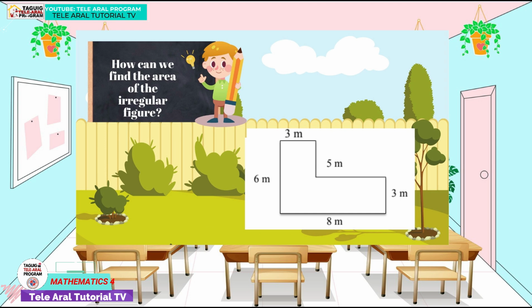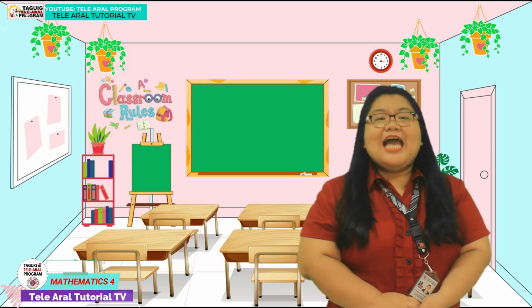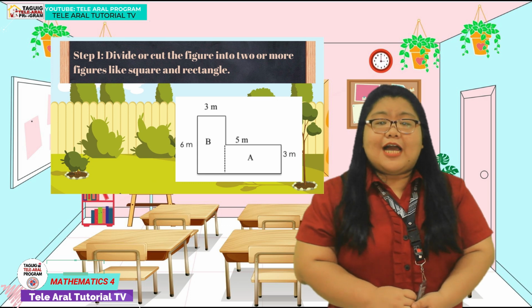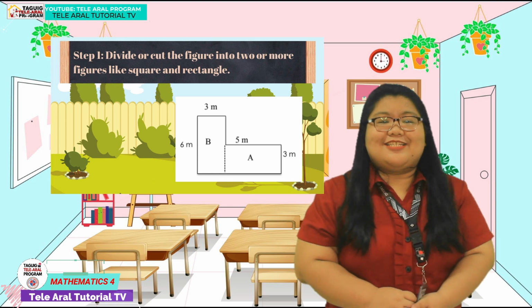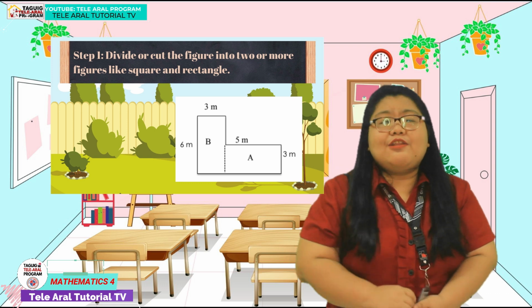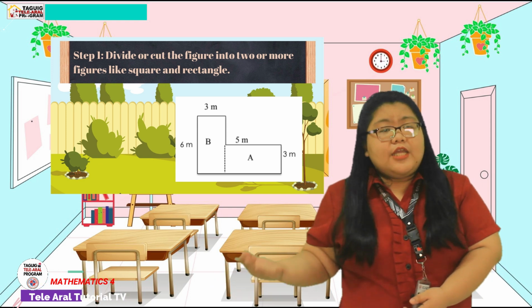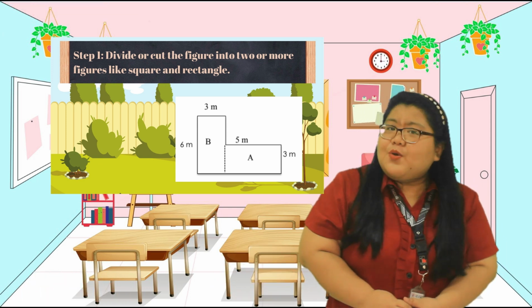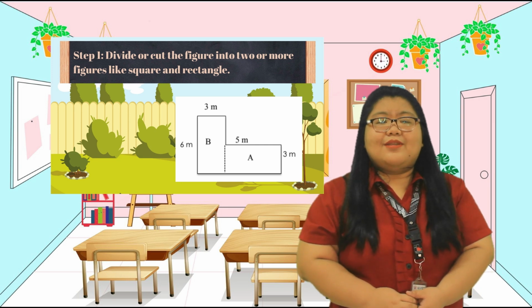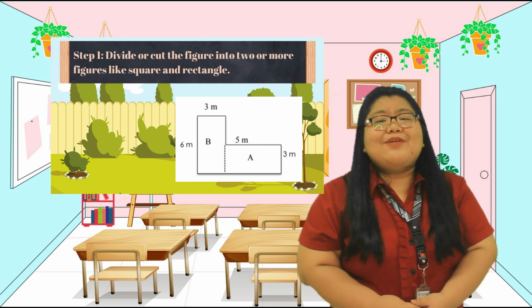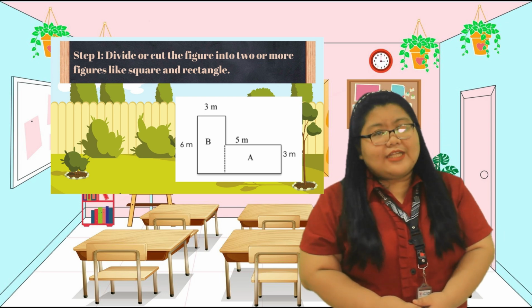But how can we find the area of an irregular figure? Can you join me in finding the area of an irregular figure? Great! Here are the steps in solving the area of irregular figures. Step 1. Divide or cut the figure into squares and rectangles. Always remember, kids, to divide it in this manner. Based on our figure, it can be cut into 2 rectangles. Can you identify the 2 rectangles? Yes! Very good! And we will name them rectangle A and rectangle B.